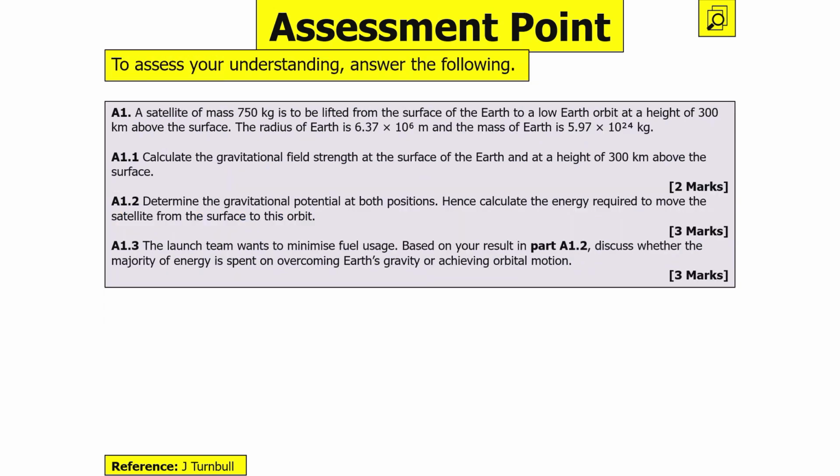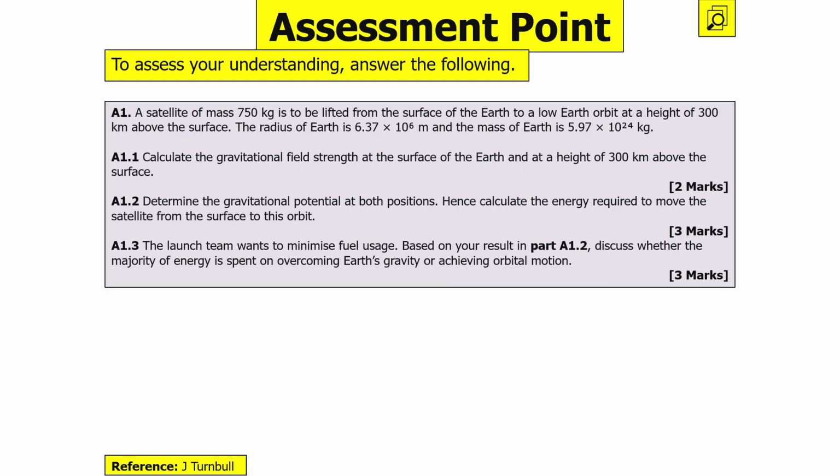A satellite of mass 750 kilograms is to be lifted from the surface of the Earth to a low Earth orbit at a height of 300 kilometers above the surface. The radius of the Earth is 6.37 times 10 to the 6 meters, and the mass of the Earth is 5.97 times 10 to the 24 kilograms.